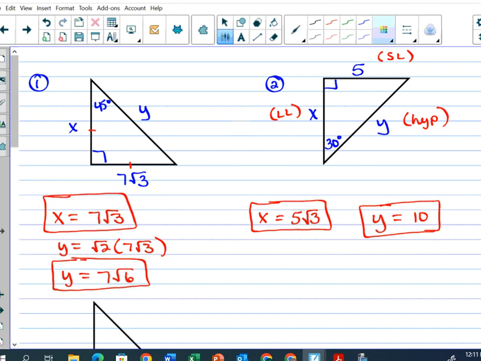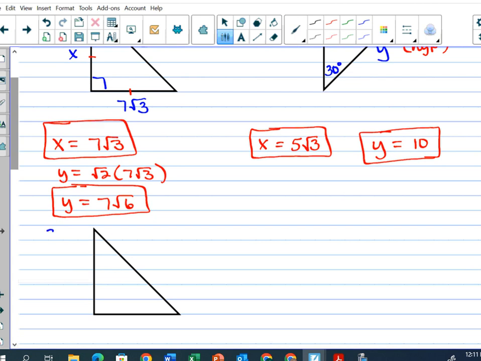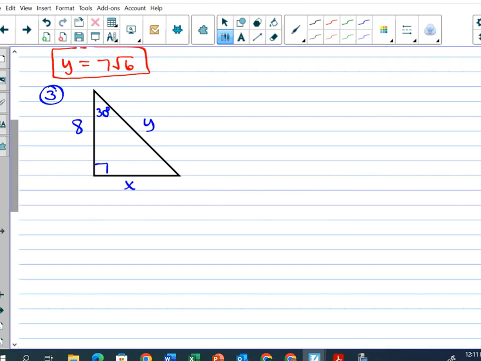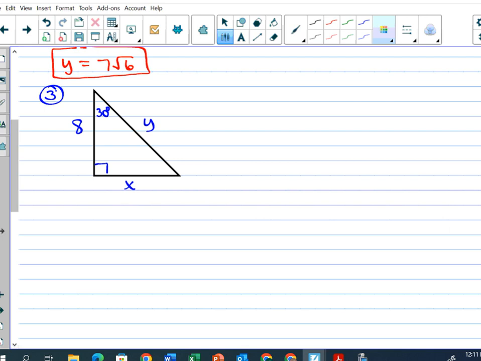All right. And the hypotenuse is double, 2 times the short leg. All right, guys, try number 3 for me. I made it a little trickier. What did I give you this time? Long leg. Those are the trickiest ones when you're given the long leg.